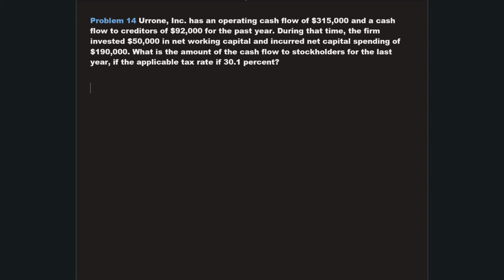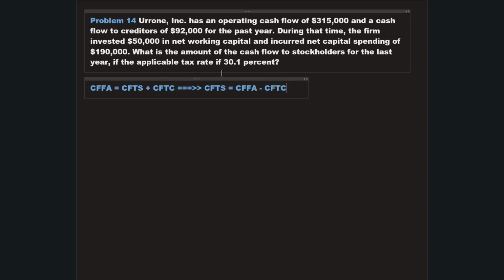It looks like we cannot calculate the cash flow to stockholders by using its definition, which is dividends plus net new equity, because we're not given that information. But we have another way. Remember, cash flow from assets is cash flow to creditors plus cash flow to stockholders. This necessarily implies cash flow to stockholders is equal to cash flow from assets minus cash flow to creditors.